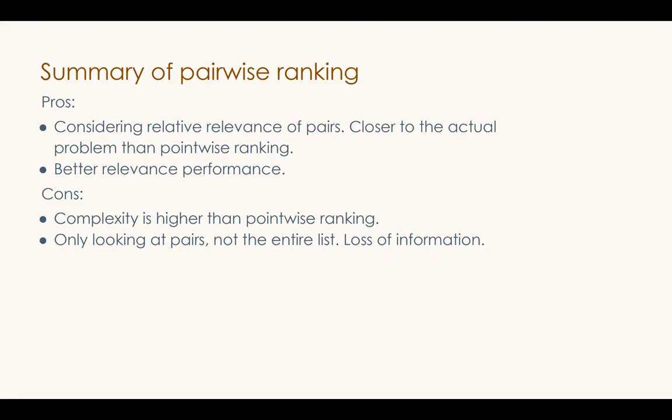For pairwise ranking, we are considering a pair of documents at the same time. So this is closer to the actual problem we're working on, the ranking problem. That's why it achieves better performance. But usually the complexity is higher than pointwise ranking. And looking at the pair is still not the same as looking at the entire list. So you do lose information by just looking at the pair instead of the entire list.